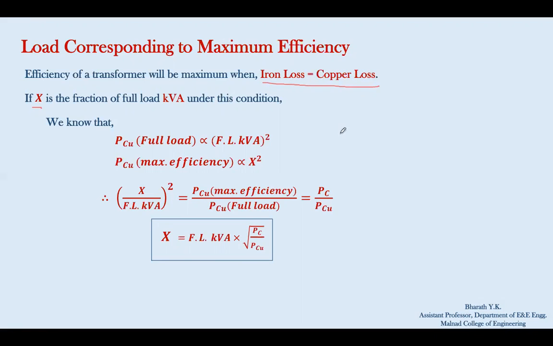From this condition, we know that the copper loss for maximum efficiency is equal to the core loss. Simplifying this equation for X, we will get this particular equation where X is equal to full load kVA into square root of core loss divided by copper loss.